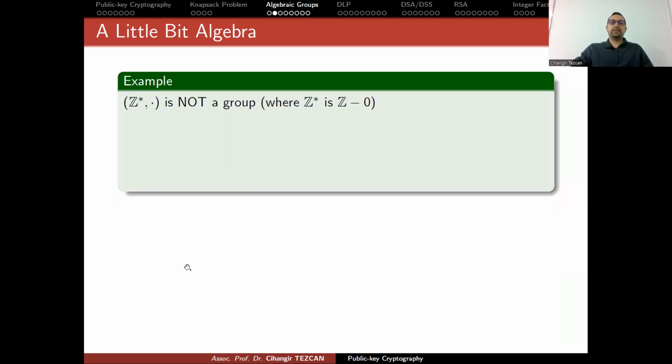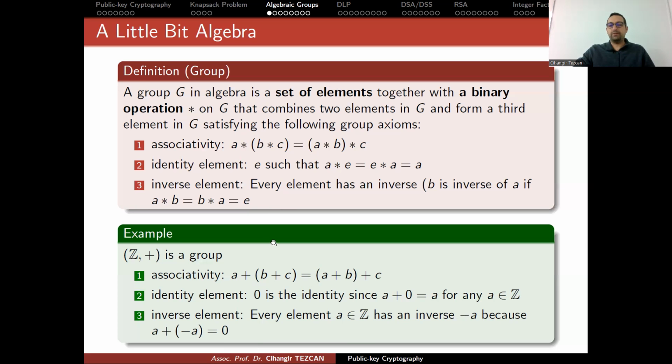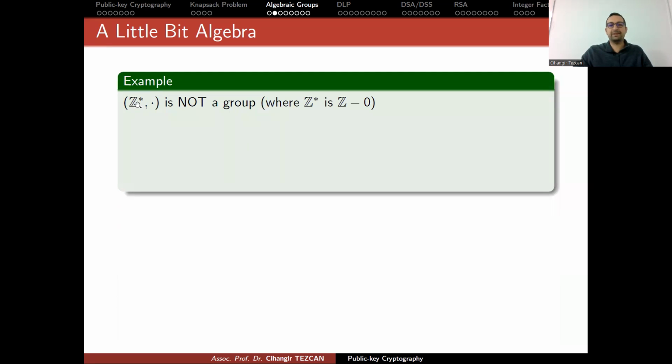Let's give another example. Because once you give this definition, you start to think that almost everything is a group, right? So let's give an example. Z star, here I said star because I'm removing the 0 element. Okay, this is just a common notation. And if you use the operation as multiplication, then this is not a group. Let's see. It satisfies the associativity, right? Because both of them equal just A times B times C.